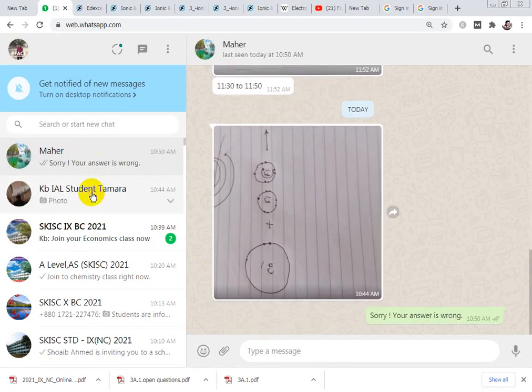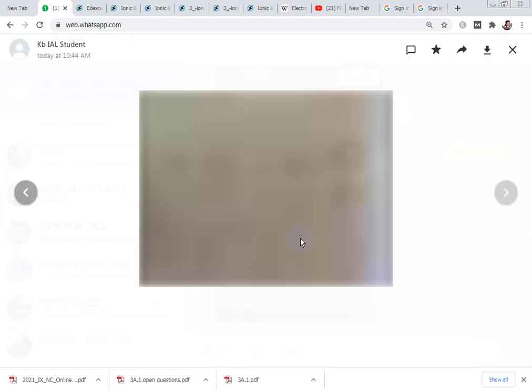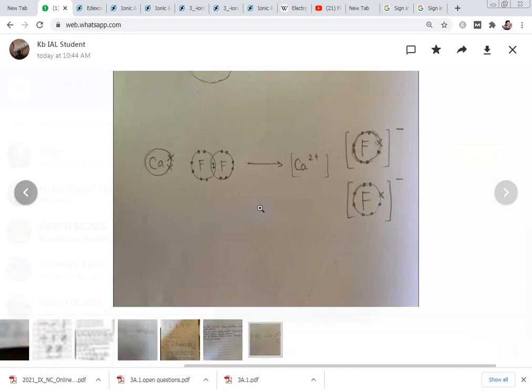Now Tamara, what have you done? Look at this. Wow, excellent. Have you seen? Done well. Excellent. Tamara, this is calcium, 2, 8, 2, and fluorine 2, 8. The outer shell electrons of calcium are two, so two electrons go to fluorine. Yes, excellent.